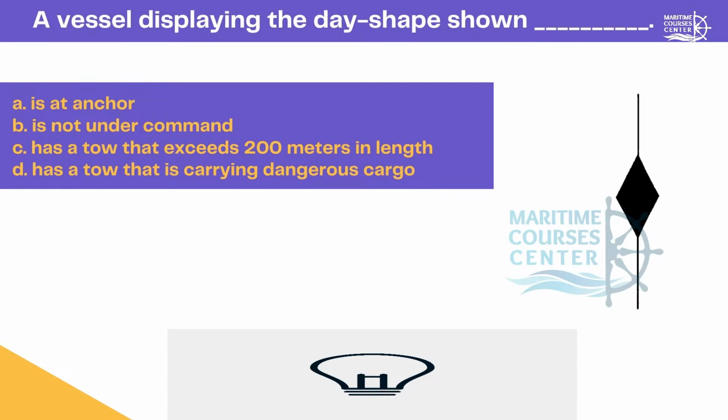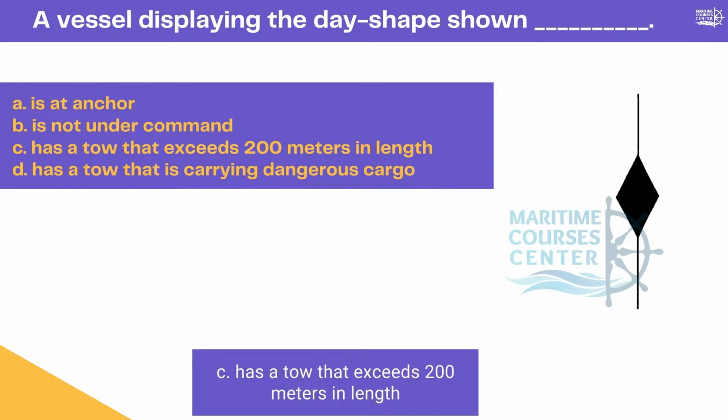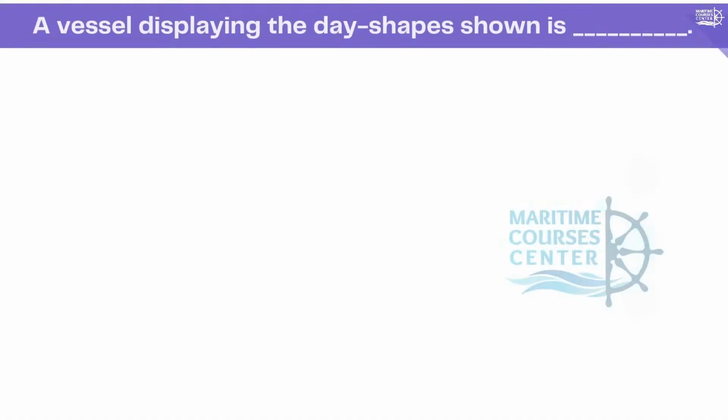Could you please think about it? Which answer is going to be right? A or B or C or D? Yeah, that's right. The right answer is going to be C. Has a tow that exceeds 200 meters in length.